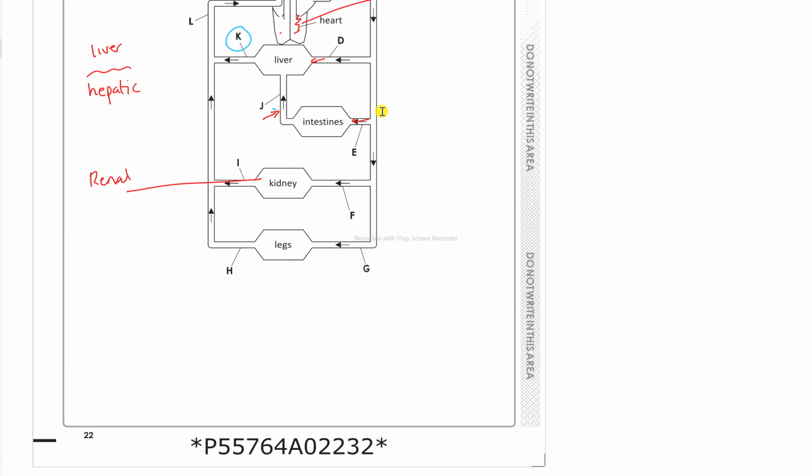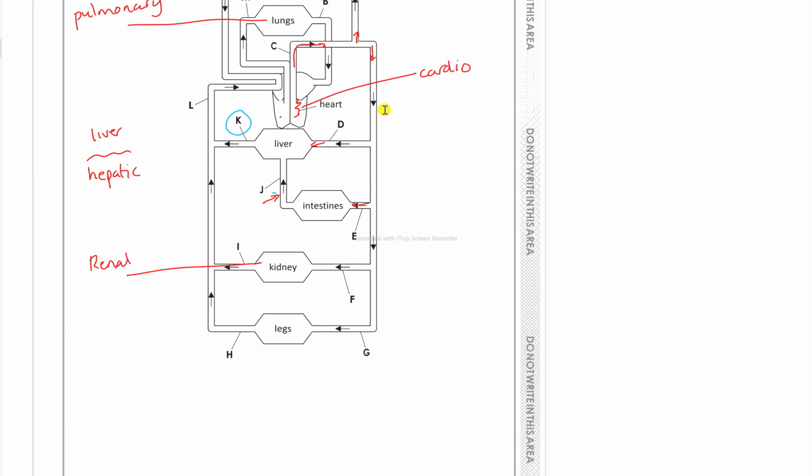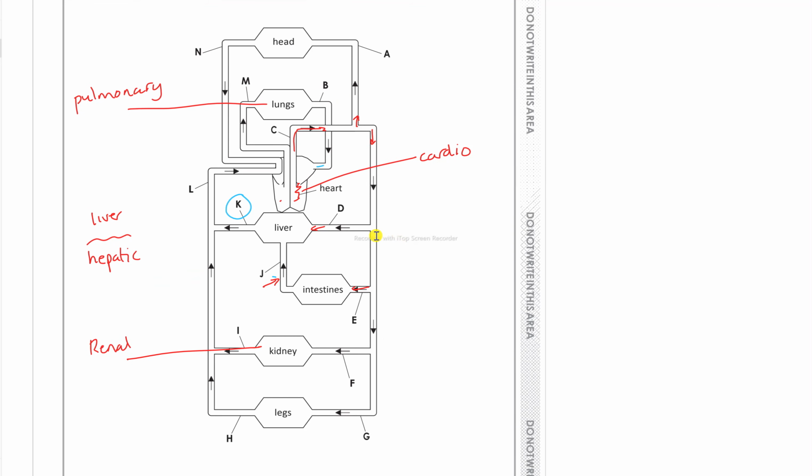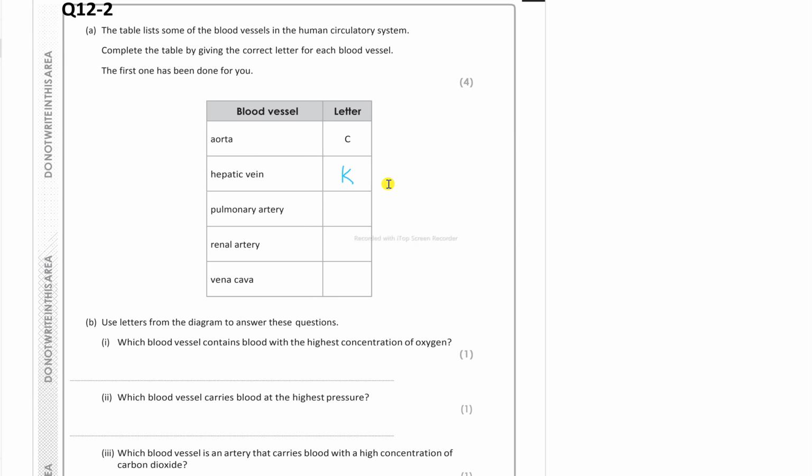Pulmonary artery. So where's the lungs? So this here, where are we? Yeah, okay. So the blood, let me use this. The blood is coming out of the heart, going across here. So this is the one that's leaving the heart. So that is the pulmonary artery. So it's M.